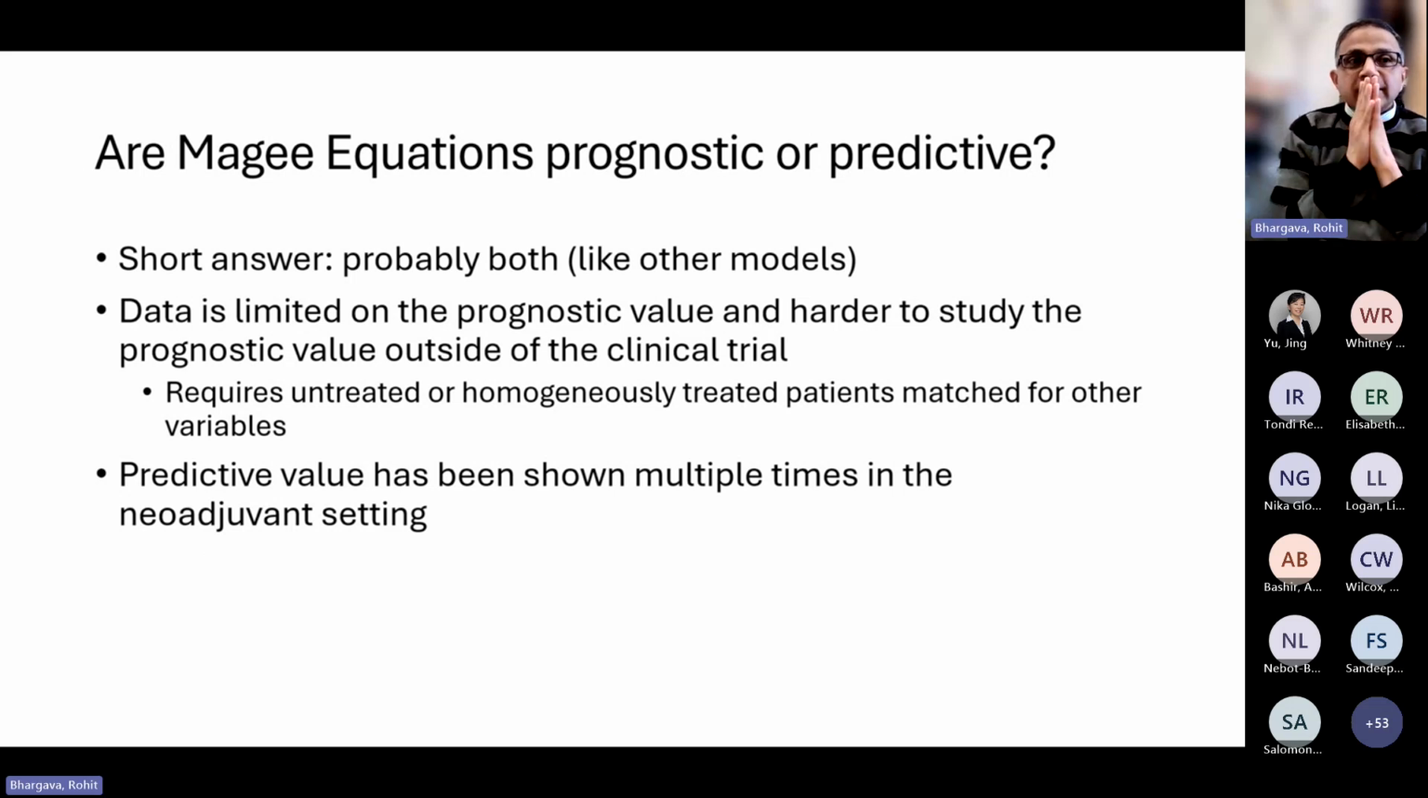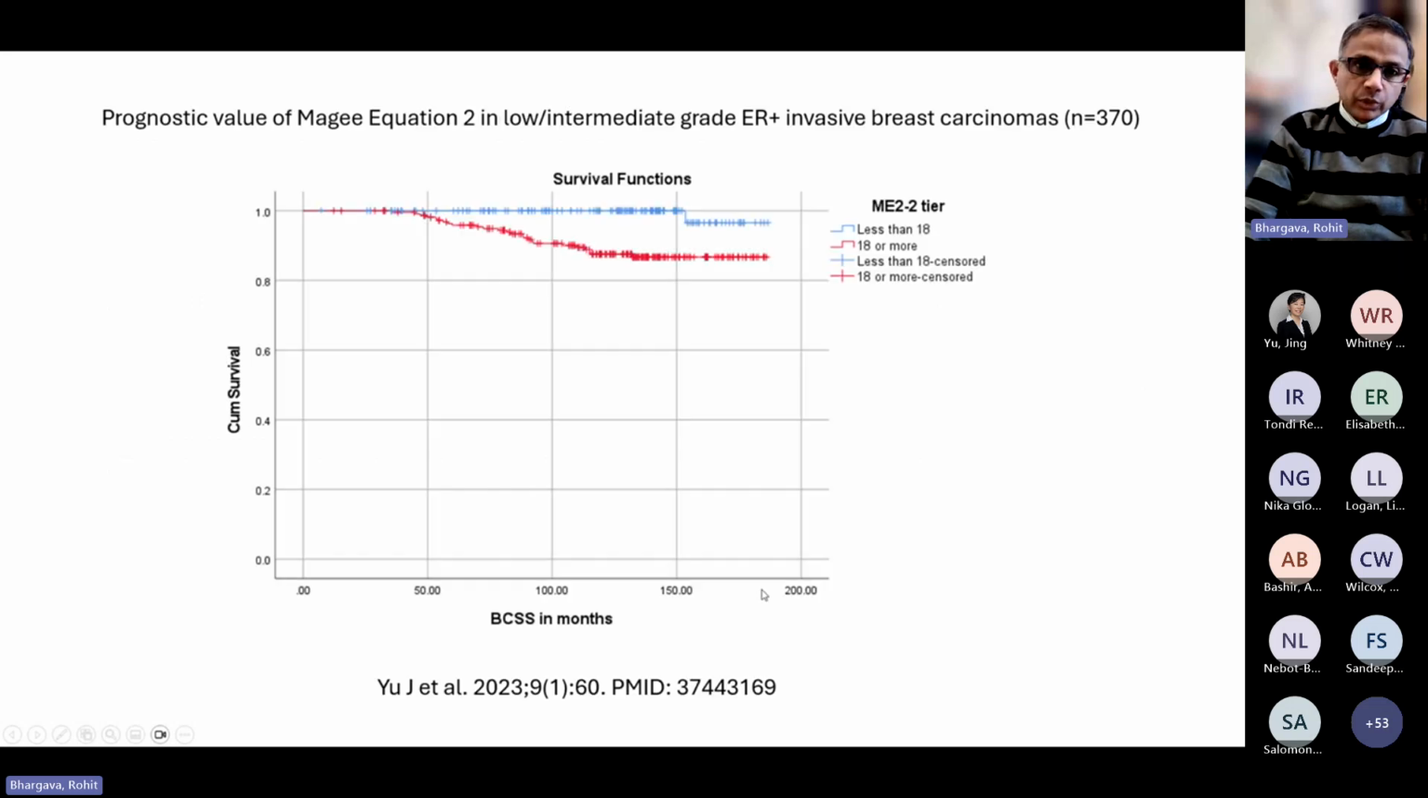The final question is, are Magee equations prognostic or predictive? And the answer is probably both. Like all other models, data is limited on the prognostic value and harder to study outside of a clinical trial. That's why very little data exists on the prognostic value, because it requires untreated and homogeneously treated patients matched for other variables. And predictive value, as I've shown, has been shown multiple times in the neoadjuvant setting. But I want to share this particular piece of data.